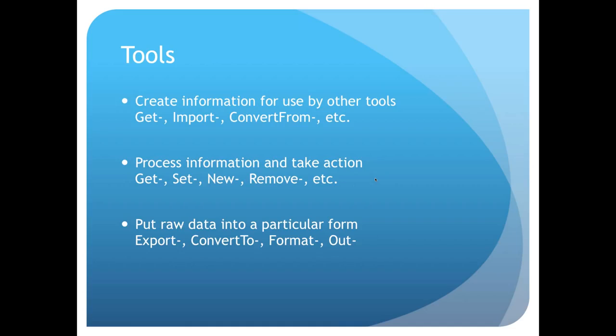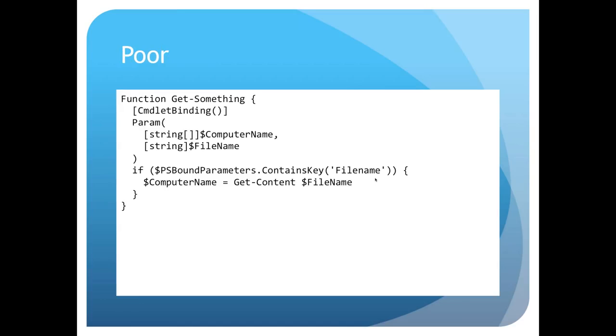The tools themselves need to be very tightly contained. Here's a poor example. This is a very, very prototypical, almost pseudocode advanced function, but you can see there are two parameters here. One parameter is accepting multiple computer names, and the other is accepting a file name.